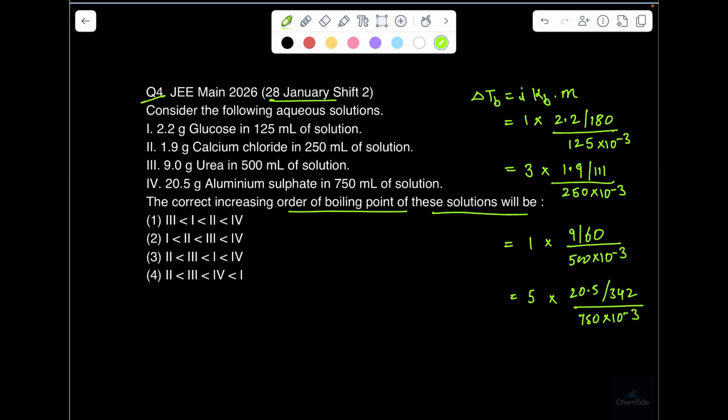The question became a bit lengthy because we have to solve all of this. Based on calculation, we got that aluminium sulfate has the highest one. So 4 number is the highest, and all 3 options are giving the 4 number. After 4 we have the third number, that is the urea, then the second number, that is calcium chloride, and glucose has the least. So it is a fully calculation based question that we have to do.